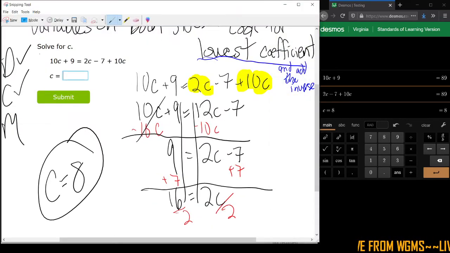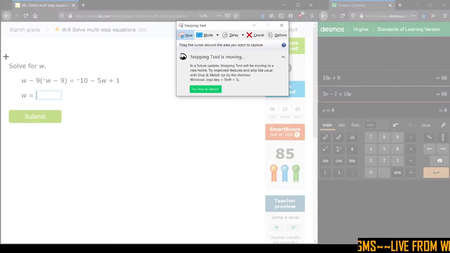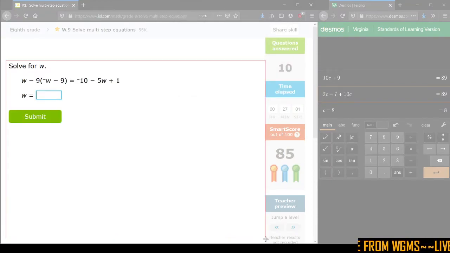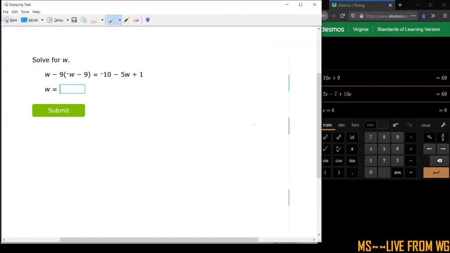I'll keep going because I do want to make sure I have some nice challenge ones in here. So now, still the same setup. I want to make sure I do distributive property first, combine my like terms, and then manipulate the variable. So I'm going to do exactly that. I'm going to work here first. So I'm going to do distributive property.